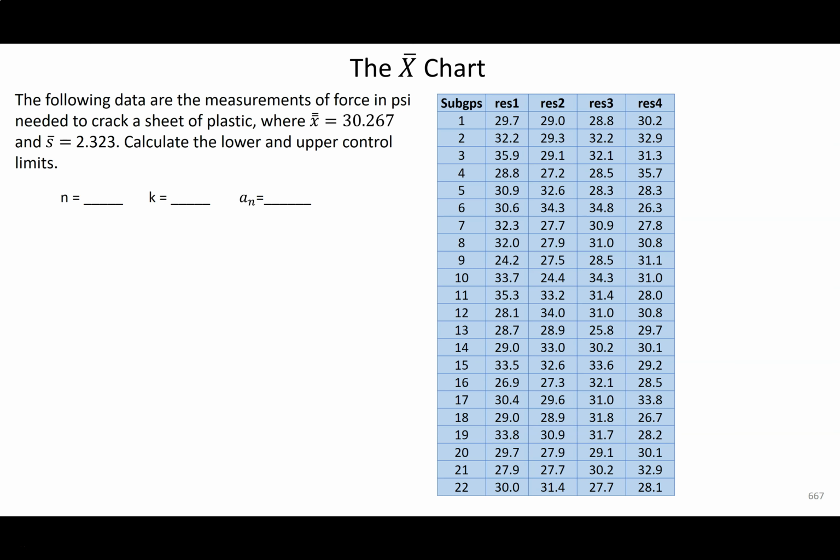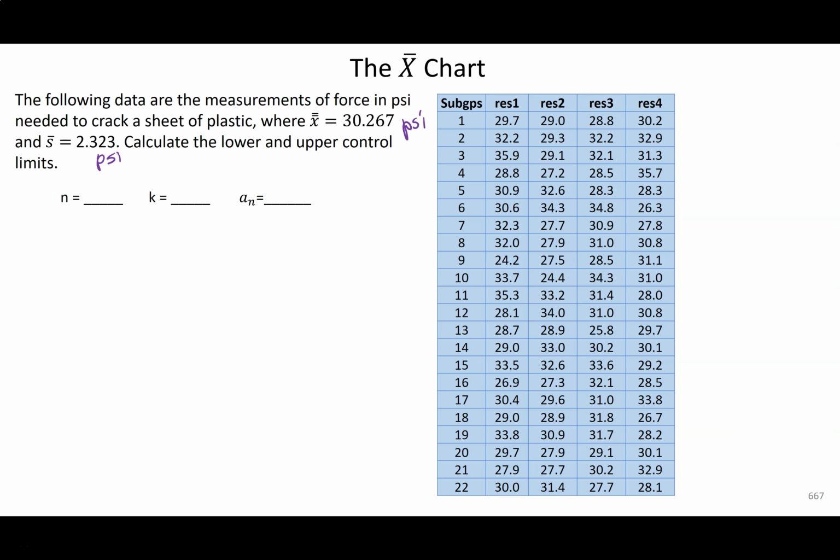So here we have the following data. We're looking at measurements of force in PSI, pounds per square inch, needed to crack a sheet of plastic, where X bar bar is 30.267 PSI, I would hazard a guess here, and the standard deviation average, S bar, is going to be 2.323 psi. Establish the lower and upper control limits.